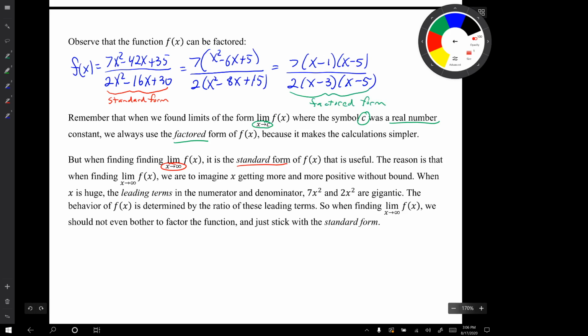The reason that the standard form is more useful is that when we're finding the limit as x goes to infinity, we are to imagine x getting more and more positive without bound. Well, when x is huge, the leading terms, 7x squared in the numerator and 2x squared in the denominator, those things are gigantic. So the behavior of f of x, the behavior of this ratio of polynomials, is determined by the ratio of those leading terms. So when you find the limit as x goes to infinity, you should not even bother to factor the function. Just stick with the standard form.